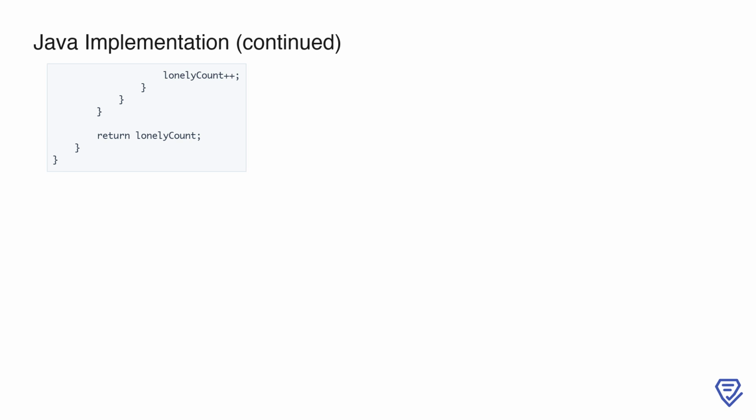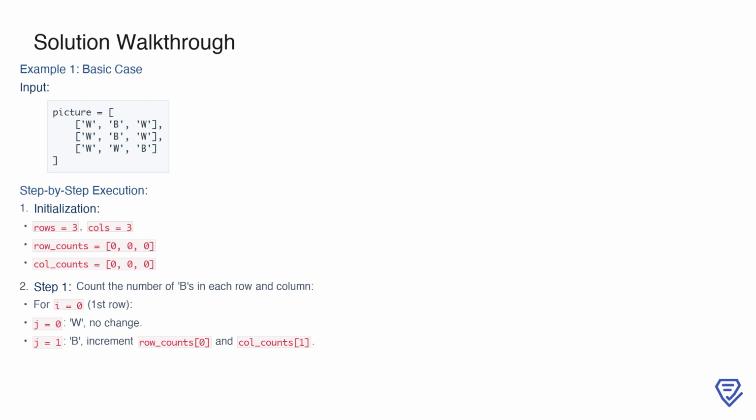This completes the implementation of the solution, which efficiently counts lonely pixels by leveraging the pre-computed row and column counts to avoid redundant checks. We begin with a 3x3 grid where W represents white pixels and B represents black pixels. The goal is to determine how many lonely black pixels exist. A lonely pixel is defined as a black pixel that is the only one in its row and column.